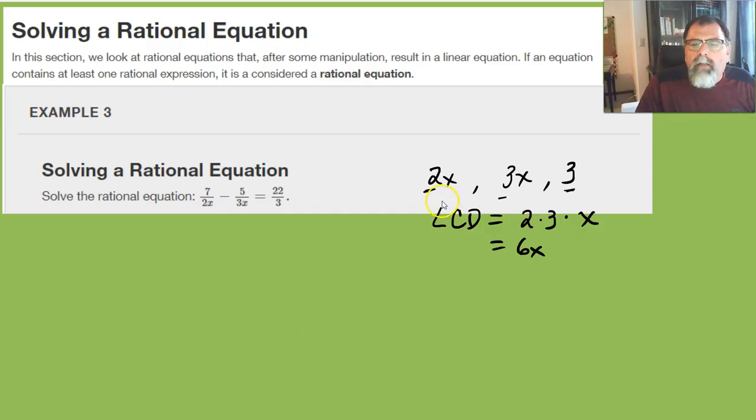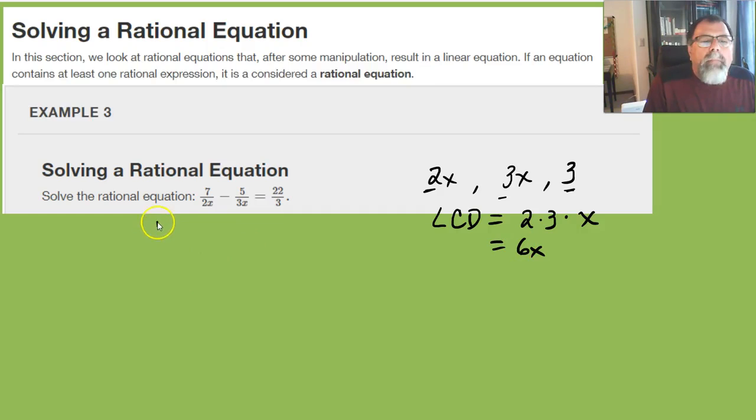Okay, so if you forgot how to find the LCD, remember you factor it, and you take each factor the greatest number of times it happens in any one factorization. So 2 happened once, so I need 1, 2. 3 happened once, so I just need 1, 3, because it's the greatest number of times, not the total number of times. And then I need 1x, because I got 1x here, 1x here, 0x is here. So 6x is my LCD.